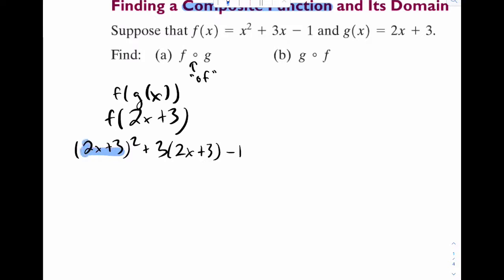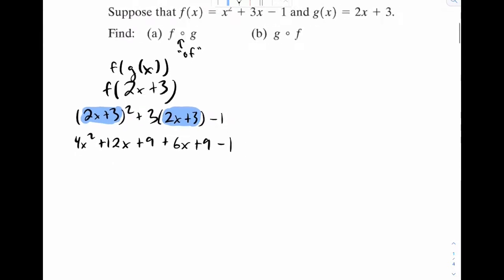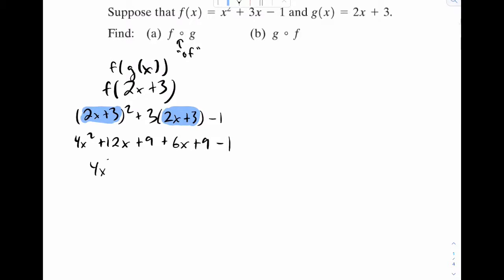So notice how everywhere where there was an x, there is now a 2x plus 3. That's what this would mean. So now we multiply it out. That is 4x squared plus 12x plus 9 plus 6x plus 9 minus 1. We're going to combine everything. 4x squared plus 18x plus 17. And right there is our final answer.